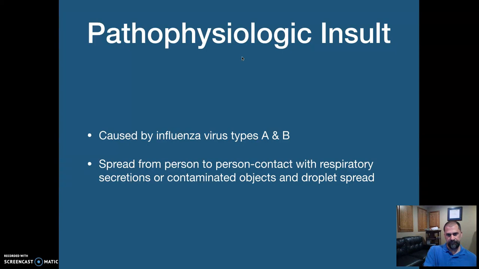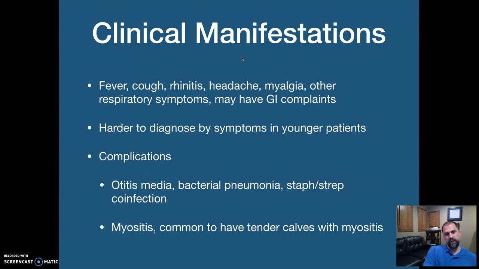Physiologically, it's caused by influenza A or B, and this is spread from person-to-person contact with respiratory secretions or contaminated objects and droplets spread. So the manifestations are fever, cough, rhinitis, headache, myalgia, and other symptoms. The patients may have GI complaints as well. This can be pretty hard to diagnose in patients who are younger and can't describe how they're feeling.